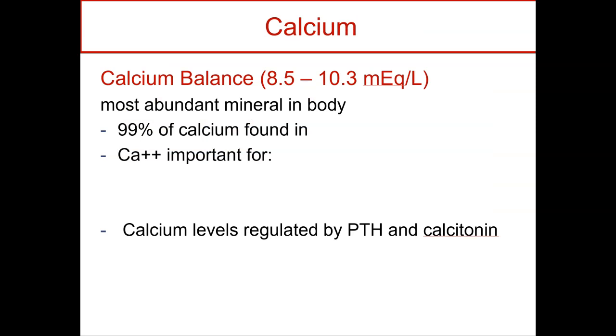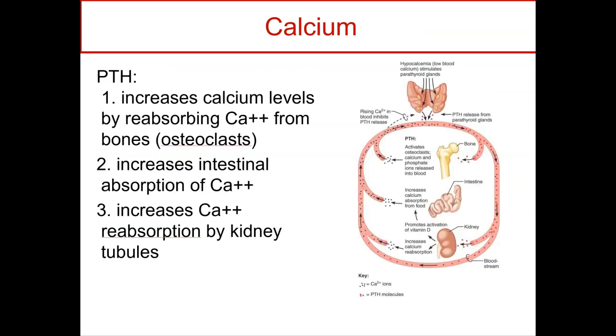So it's controlled by two hormones, PTH and calcitonin. PTH is released from the parathyroid glands. These are glands on the back of the thyroid gland. And so PTH is going to be released anytime our blood calcium levels fall.